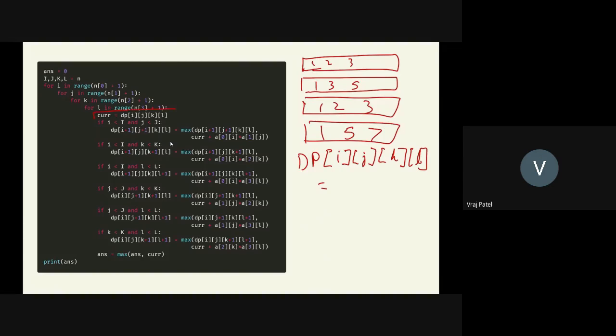So you are considering DP of I, J, K, and L, right? And I will try to update a DP element which is further ahead. So what happens when I select I and J, if I select array 1 and 2? What do I need to do? I need to update DP of I plus 1, J plus 1, K, and L. So what does this DP of IJKL represent?